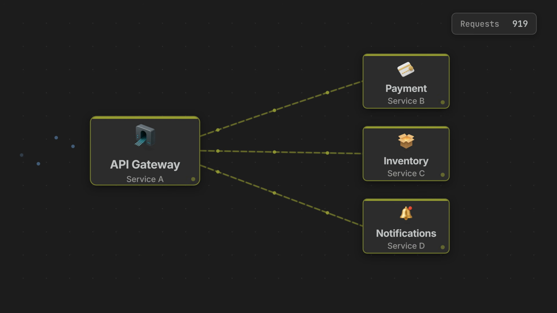Your distributed system is humming. Requests flow, services respond, everything's fast. Then one service gets slow. Maybe its database is overloaded, maybe a downstream dependency is choking. It's not down, just slow.